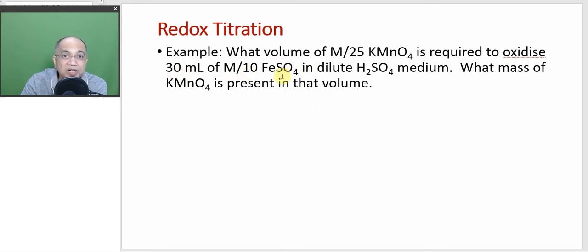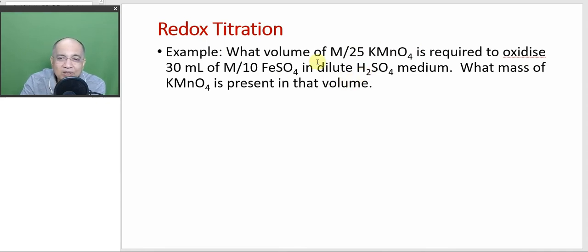Ferrous sulfate will be oxidized to ferric sulfate. The N factor will be 1. So M by 10 is same as N by 10. But KMnO4 in acidic medium will have an N factor of 5. Manganese will go from +7 to +2. The change is 5. The N factor is 5. So M by 25 is 5 by 25 N, that is 1 by 5 N.